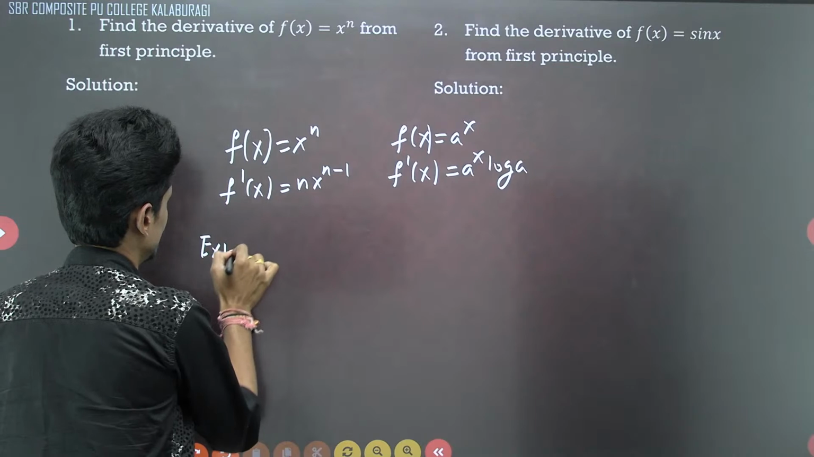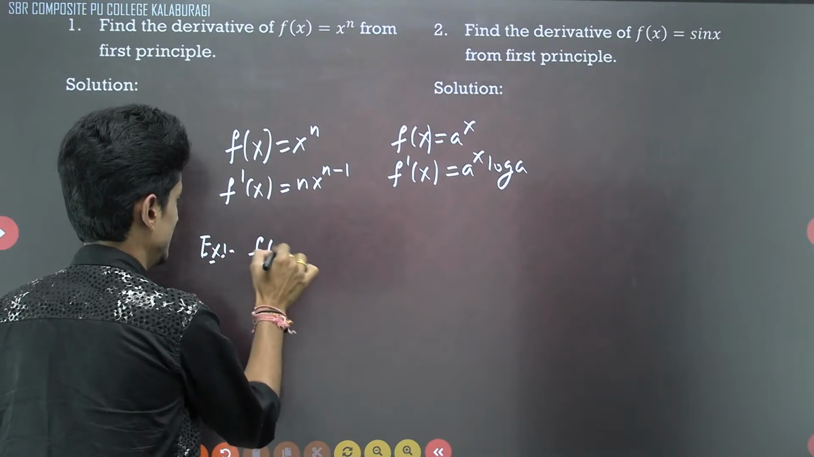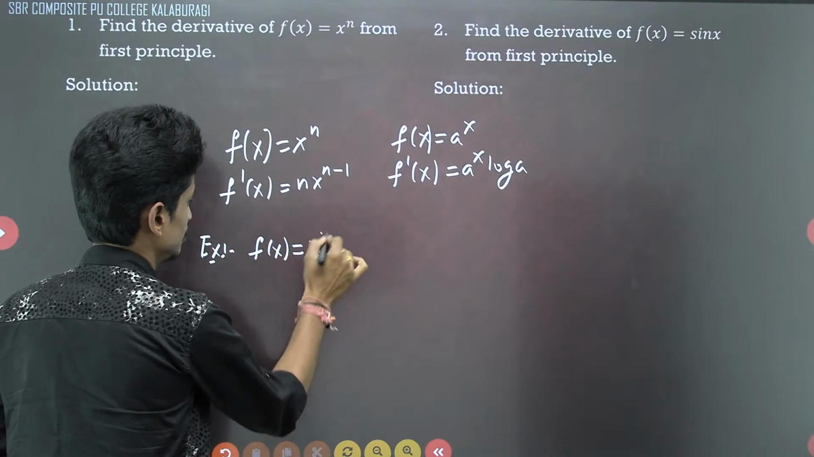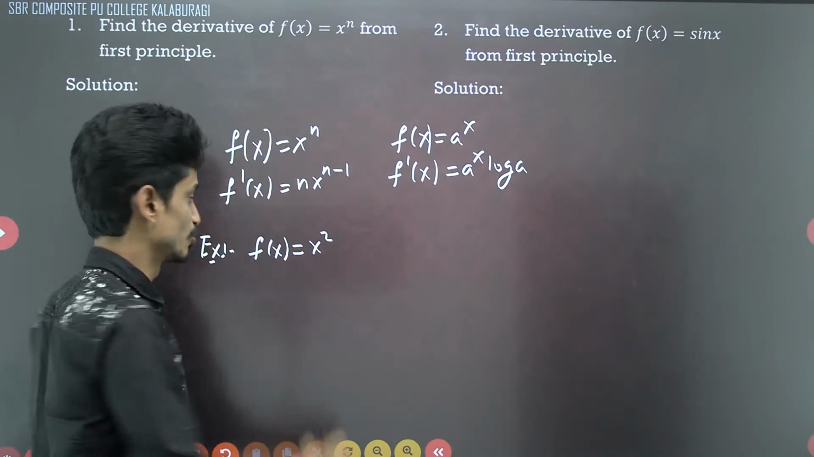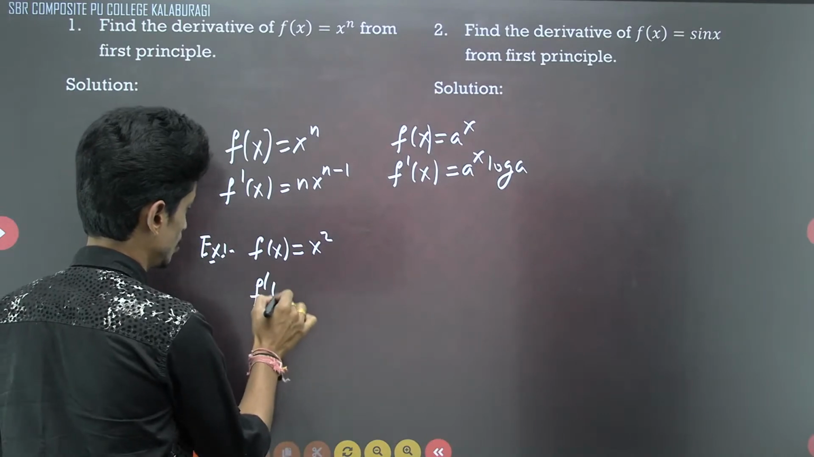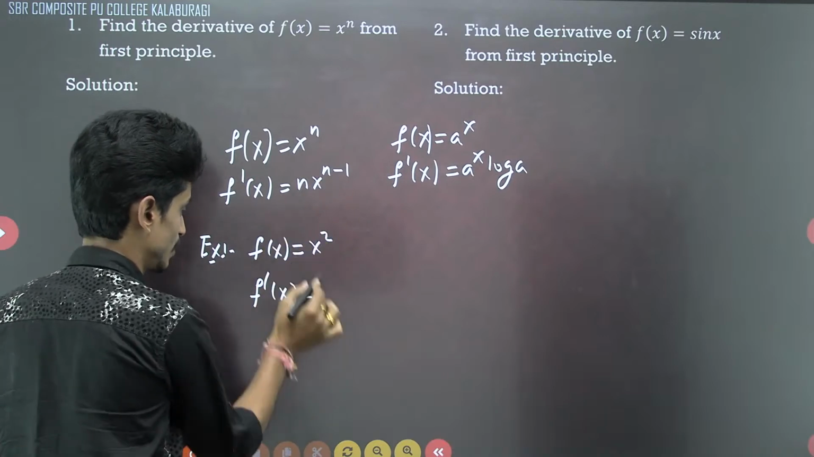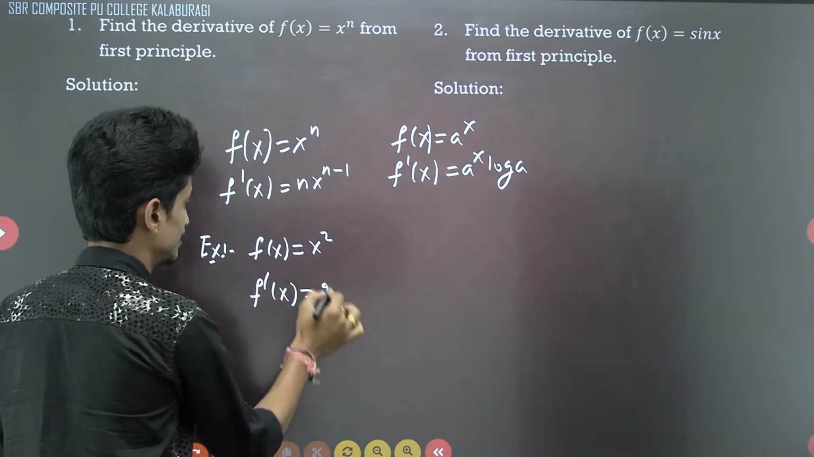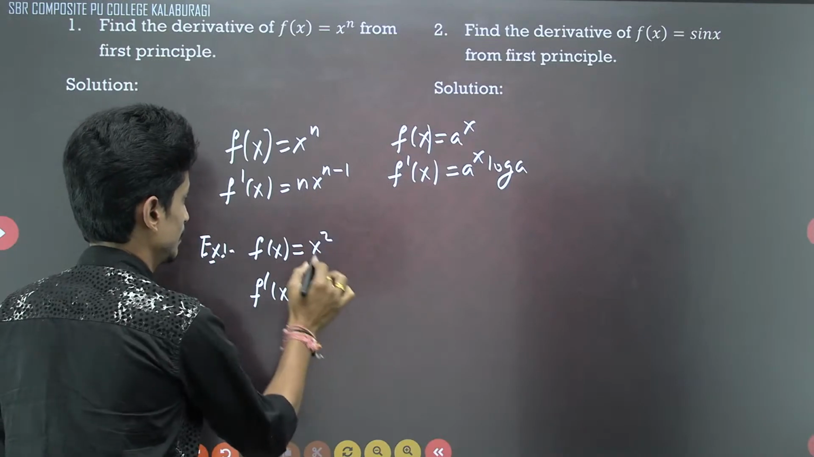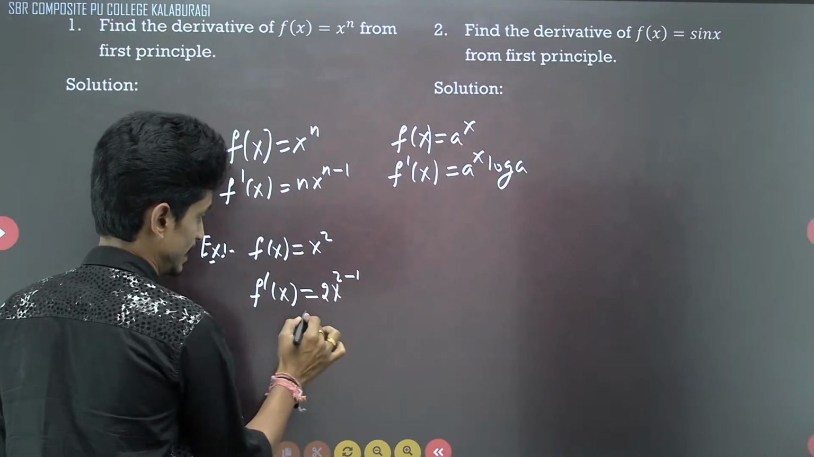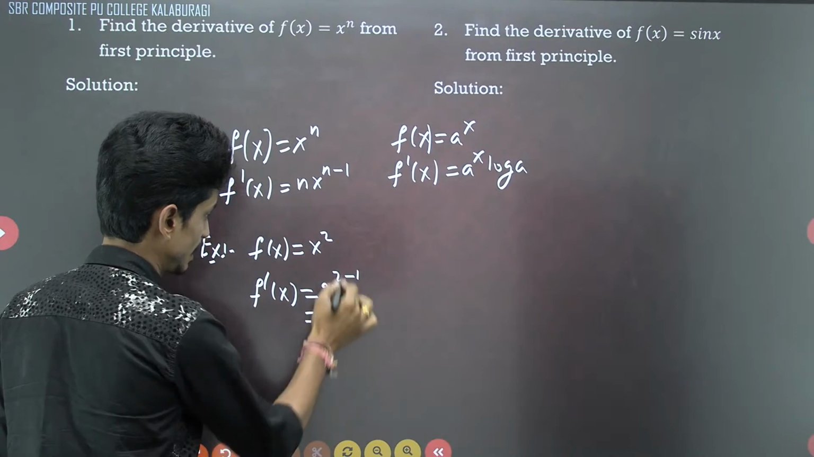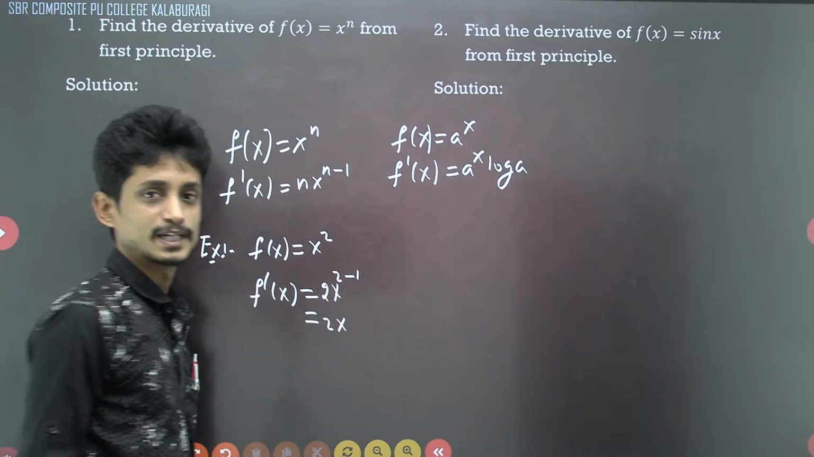Example. F of x is equal to x square. Then what is f dash of x? Applying this formula, f dash of x is 2 times x power n minus 1, where n is 2. So it should be 2 times x, since 2 minus 1 will be 1.